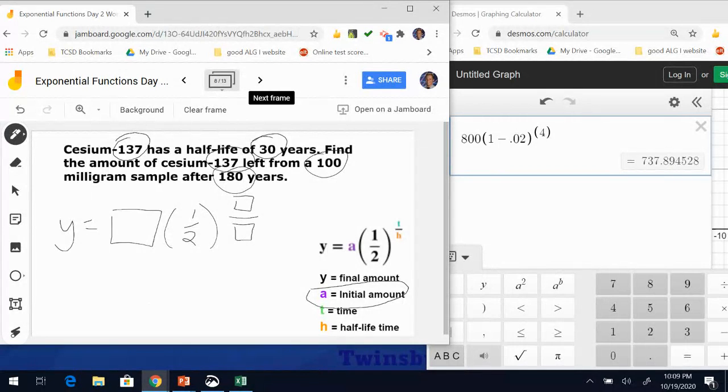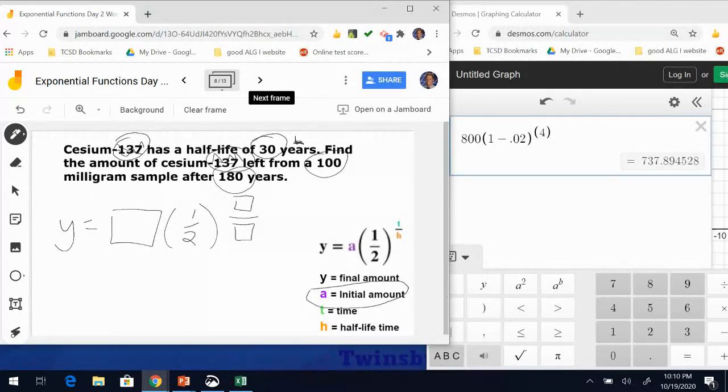So, anywho, let's figure out what's my initial amount. Is it cesium-137? This says half-life of 30 years, so that's kind of going to be my half-life time, I'm assuming. So this is probably going to be my H. Find the amount of cesium-137. So that's like just telling you what I'm dealing with. So I don't think these are that important, to be honest with you. Left from 100 milligrams sample.